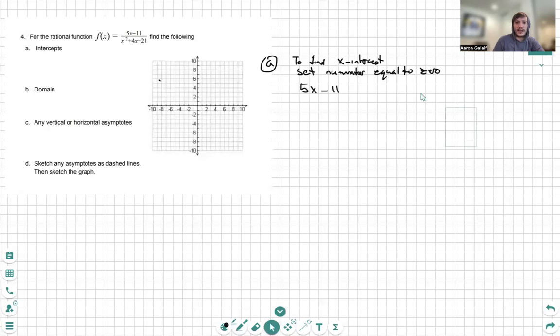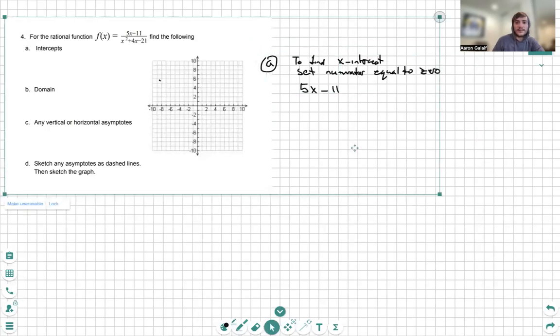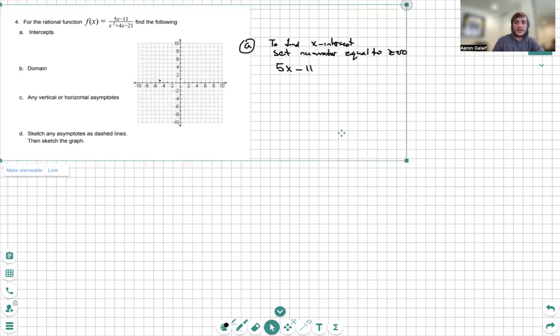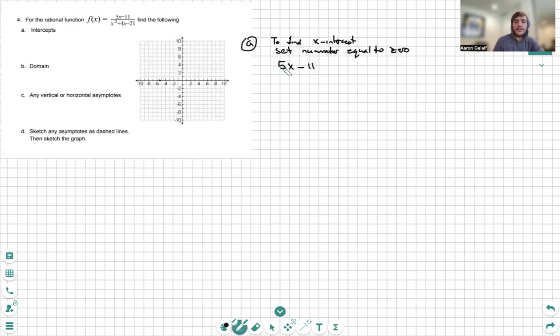We're going to move this down here because I know the camera gets in the way. We set the numerator straight equal to 0 and solve for x. 5x is equal to 11. Divide by 5. We see my x-intercept is 11/5, or 11/5 comma 0.